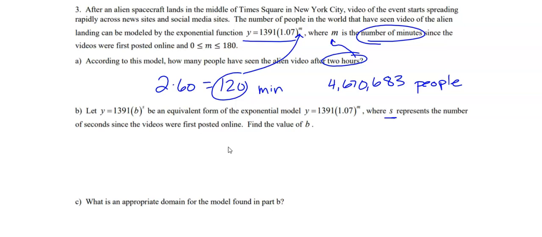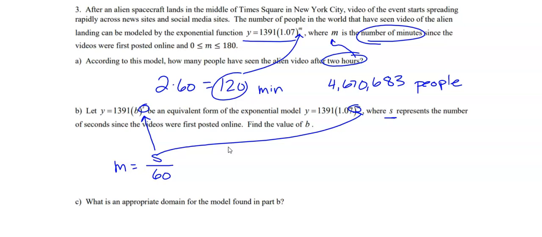And now we need to find this new value of b. So kind of like we had to do in the last question, we just have to ask ourselves, well, what's going on here? What are we doing? Well, we're changing from minutes to seconds. Okay, so 1 second is a 60th of a minute. Okay, so we could rewrite this s as s over 60. Well, m, I guess I should have pointed at this one. Minutes is a number of seconds over 60.